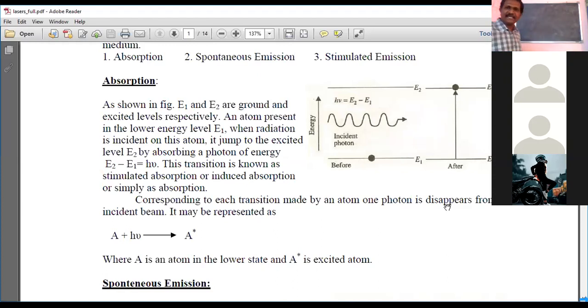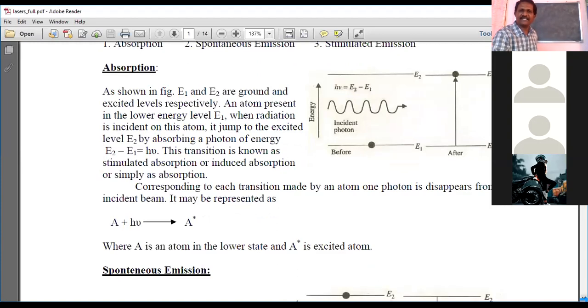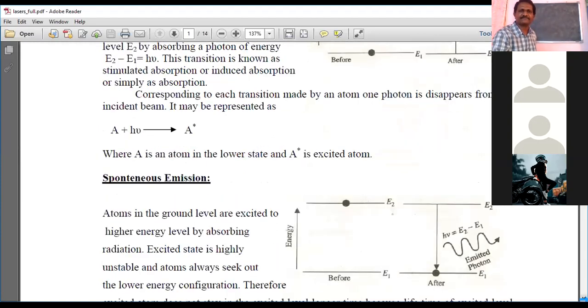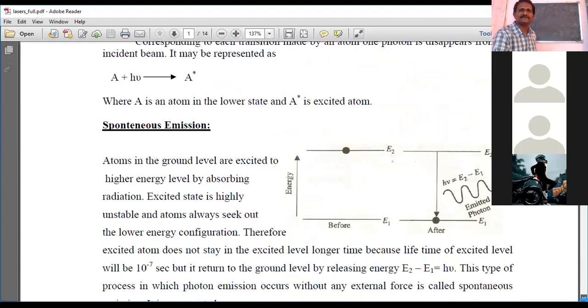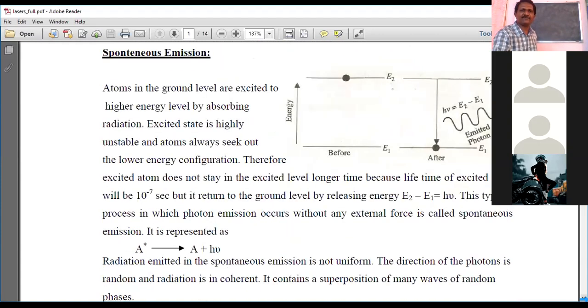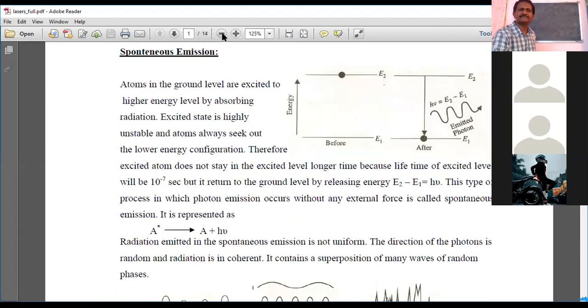Right. The second process that we have here is known as spontaneous emission. Spontaneous emission. Okay, can you see this spontaneous emission? Yes, sir.